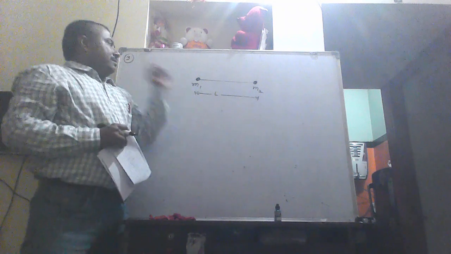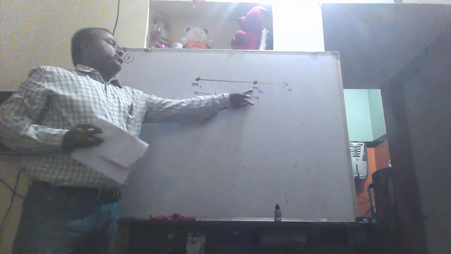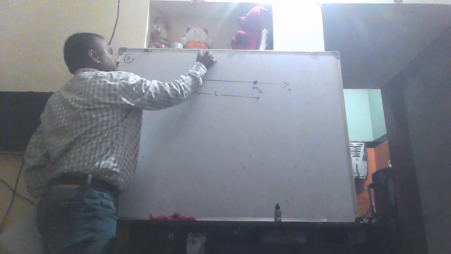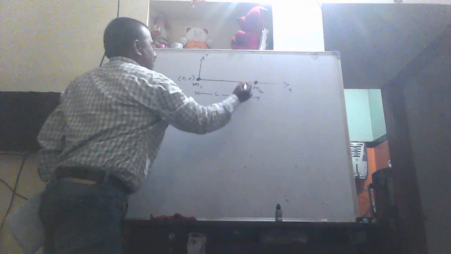What is the symmetry? Line symmetry. In the case of line symmetry, we have to choose any one axis, so I take this as the x-axis. And among the two particles, you choose one as the origin. So I take this particle as the origin, (0, 0). The distance is L, so the x coordinate is L and the y coordinate is 0.